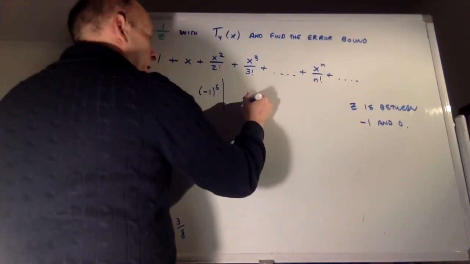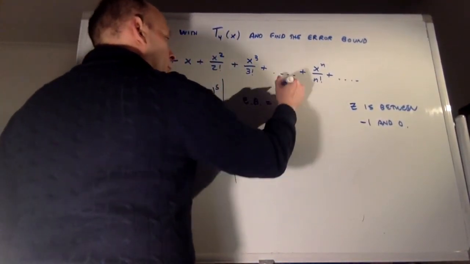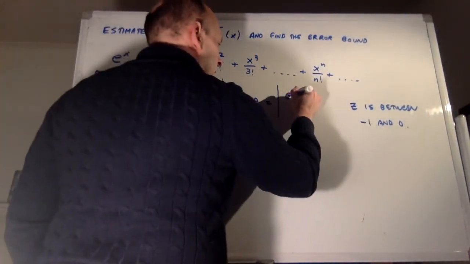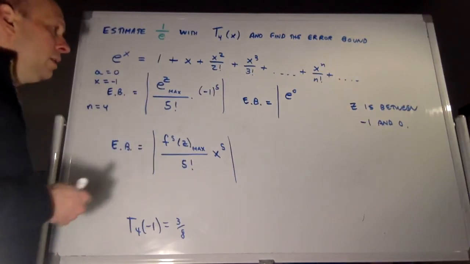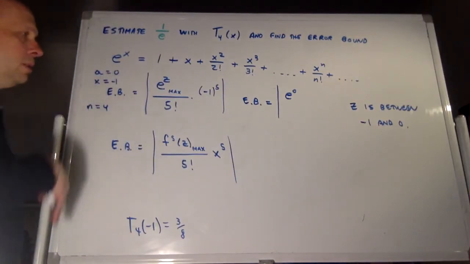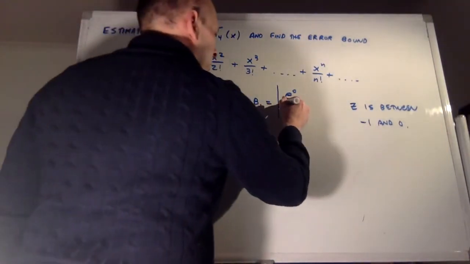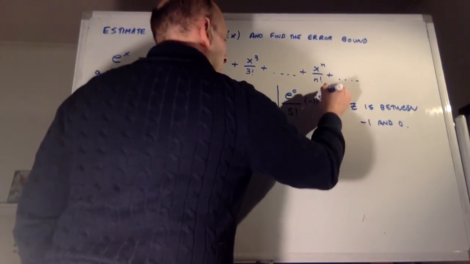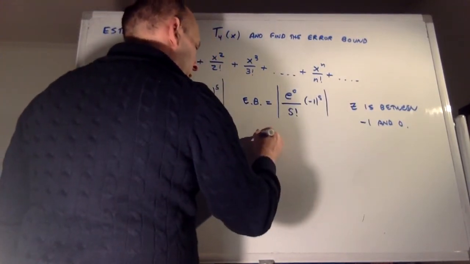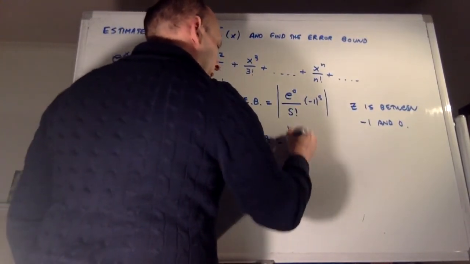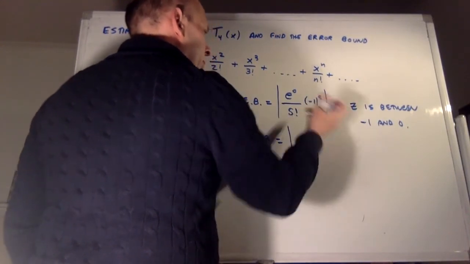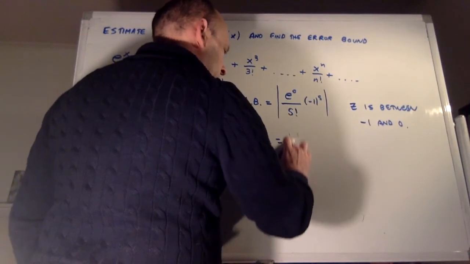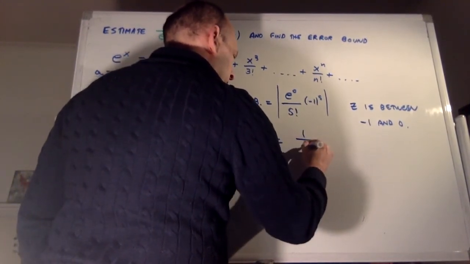So here's where we're at with our error bound at this point. So we're going to use 0 there. That's the maximum possible value of e to the z, knowing that z is between negative 1 and 0, over 5 factorial times negative 1 to the 5th. Well, e to the 0, of course, is just 1. So the error bound here turns out to be the absolute value of, well, negative 1 to the 5th, that's a negative 1. But we're taking the absolute value anyway, so this is really just 1 over 5 factorial.